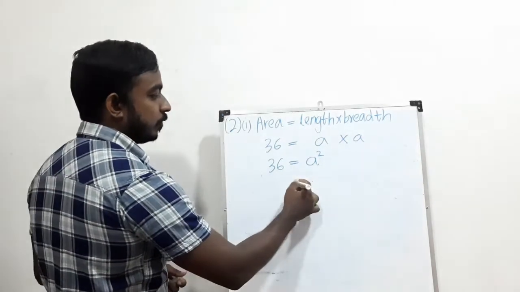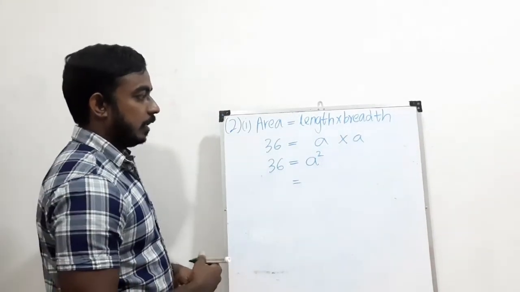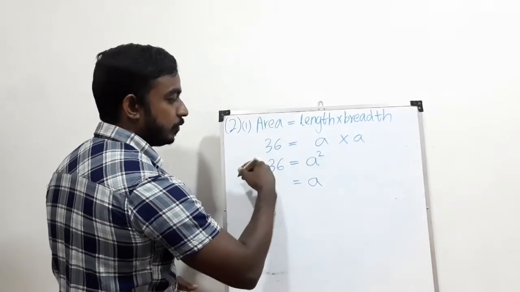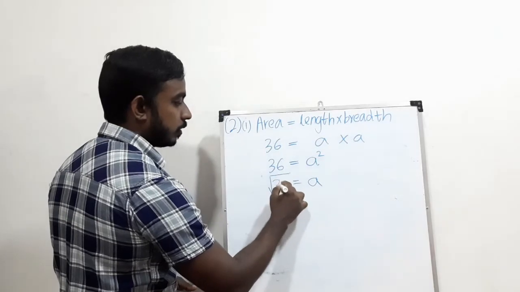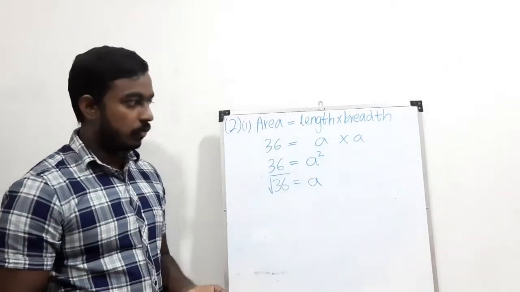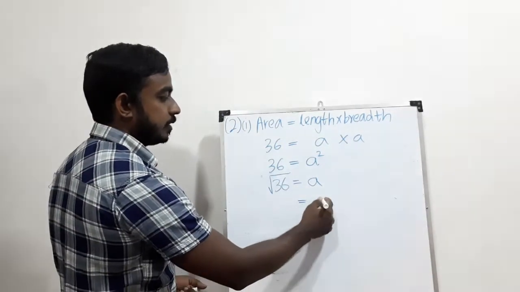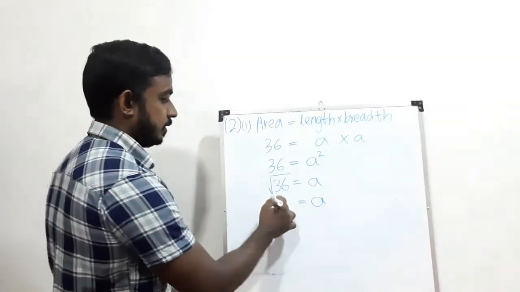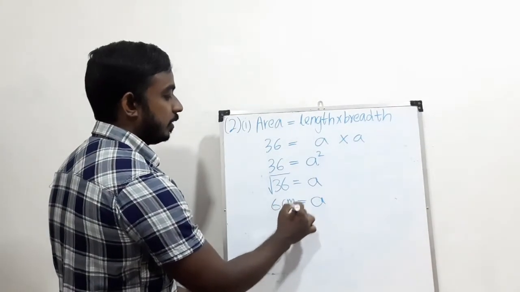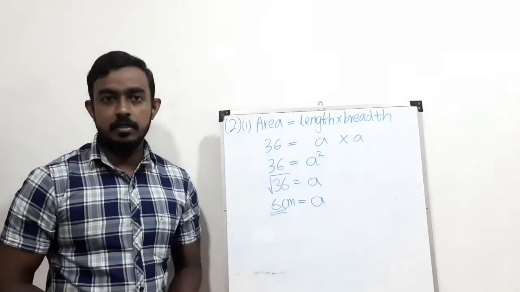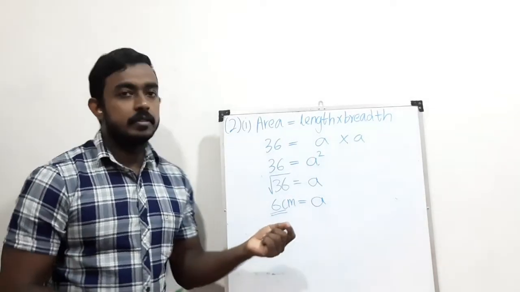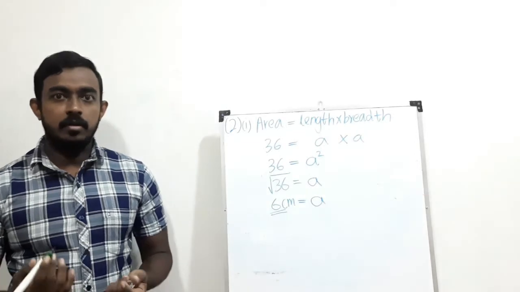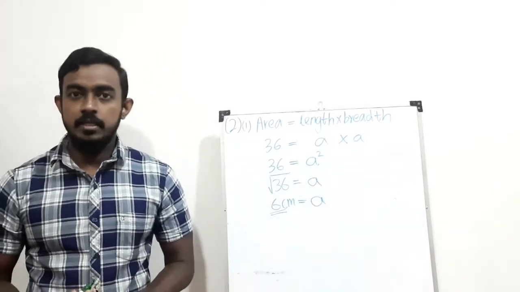Now, as we want an answer for A, we have to send this square value to this side. Then it will be square root of 36. All of you know the square root of 36 is 6. Then we can write the answer as 6 centimeters. Now we know that an edge is 6 centimeters.